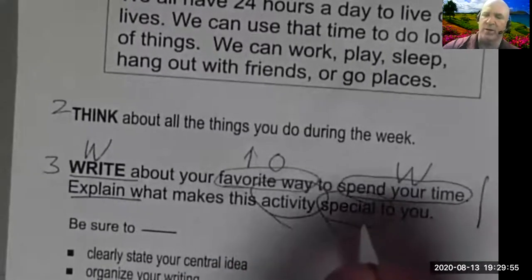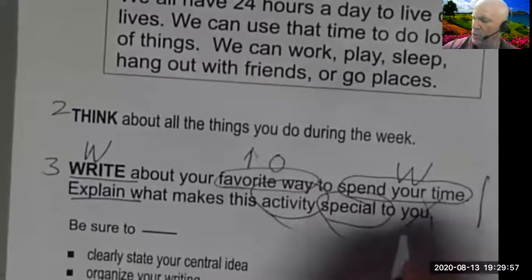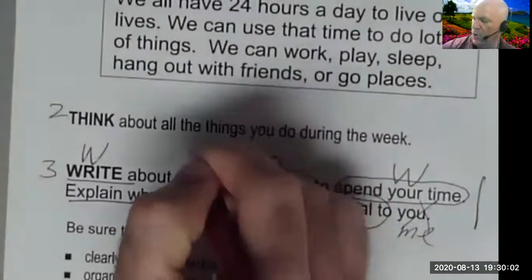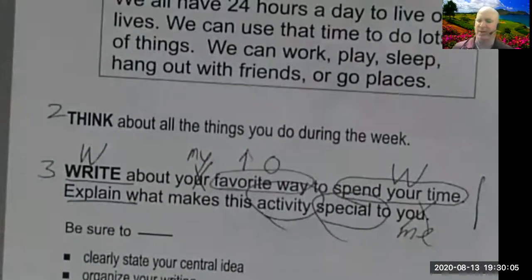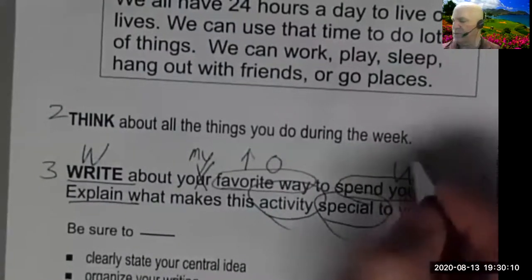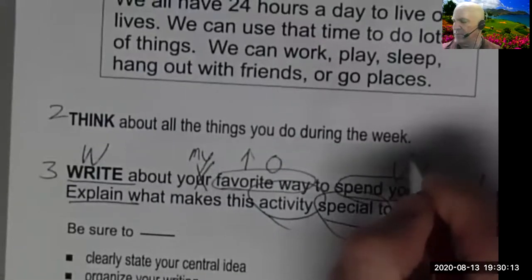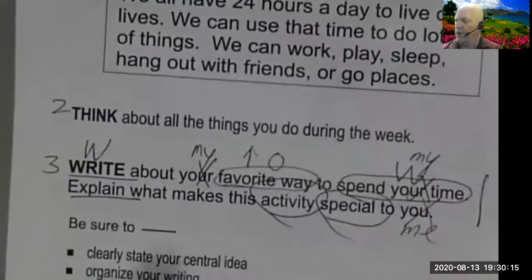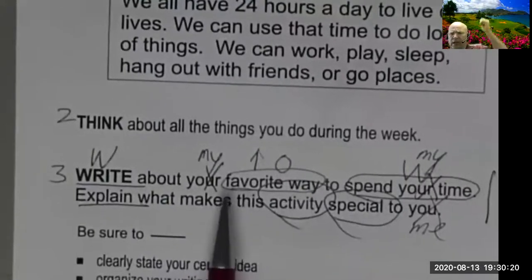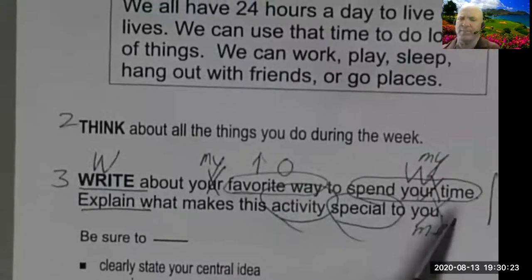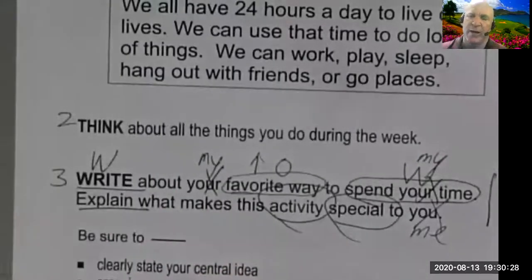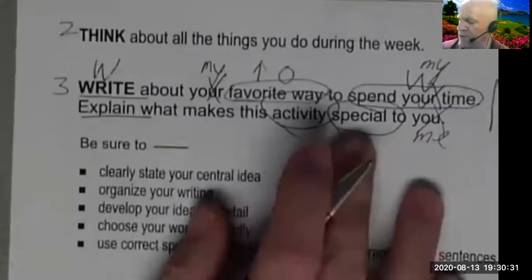Special, again, is positive. And when you're saying you, we're saying me, and we're saying you're saying my. Write about my favorite activity. So something that you can do if you struggle with writing prompts, so that we can have a clearly written central idea. My favorite way to spend my time, or you could say capital, my favorite way to spend time is fill in the blank, whatever it is, and that way you're already doing what they ask you to do on the first bullet.